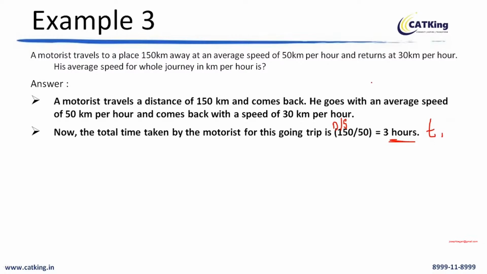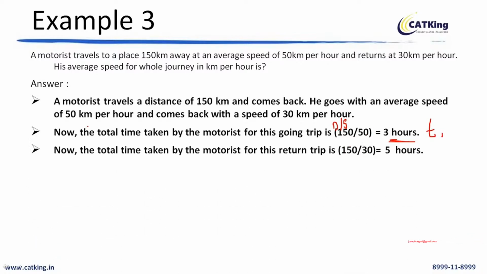Time 1 for going. This is time 1. He takes 3 hours to go. And when he comes back, his speed is 30. And so he takes how many hours? 5 hours. So this is his time 2 total.